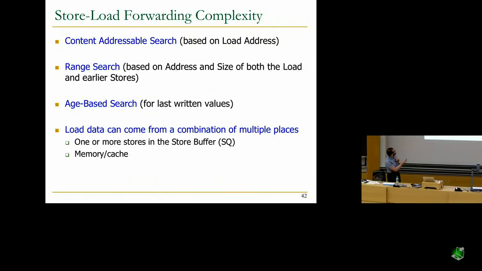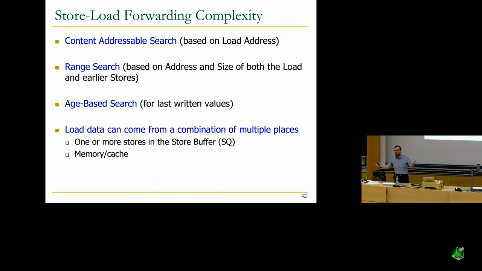Basically, the complexity is this. You need content addressable search based on the load address. You need range search based on the address and the size of both the load and earlier stores. You need to do age-based search for last written values. And even that's not enough because the value may not come from all of the things that you search for, because none of them may match. You may actually need to get the value from the cache or memory. What is worse is part of the value comes from the store buffer, part of the value comes from memory and cache. Now you need to merge those.